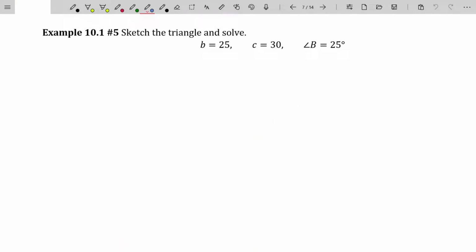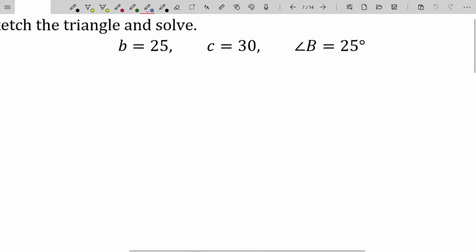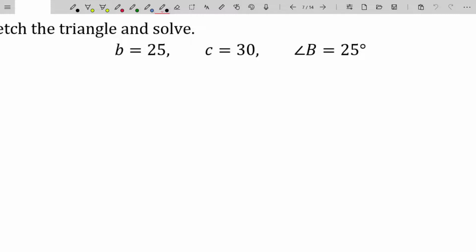Let's tackle another one. In this case, again, build a table. So angle A was not given. Angle B was given. That's 25 degrees. Angle C was not given. So I know this is going to be the ambiguous case just because I know that, I don't know it until I fill out the other side. Let's go ahead and fill out the other side. Side A, we have not been given. Side B, we have been given. That is 25. And side C is 30.